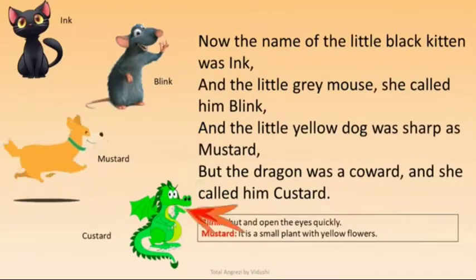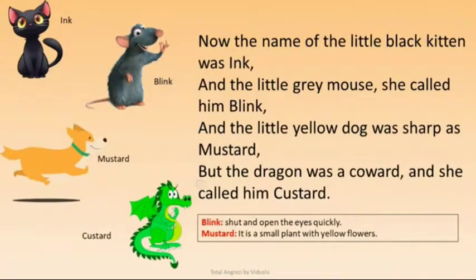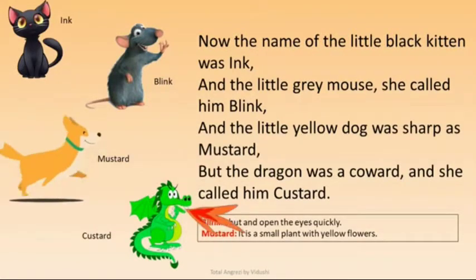Now the name of the little black kitten was Ink, and the little grey mouse she called Blink, and the little yellow dog was sharp as mustard, but the dragon was a coward and she called him Custard.